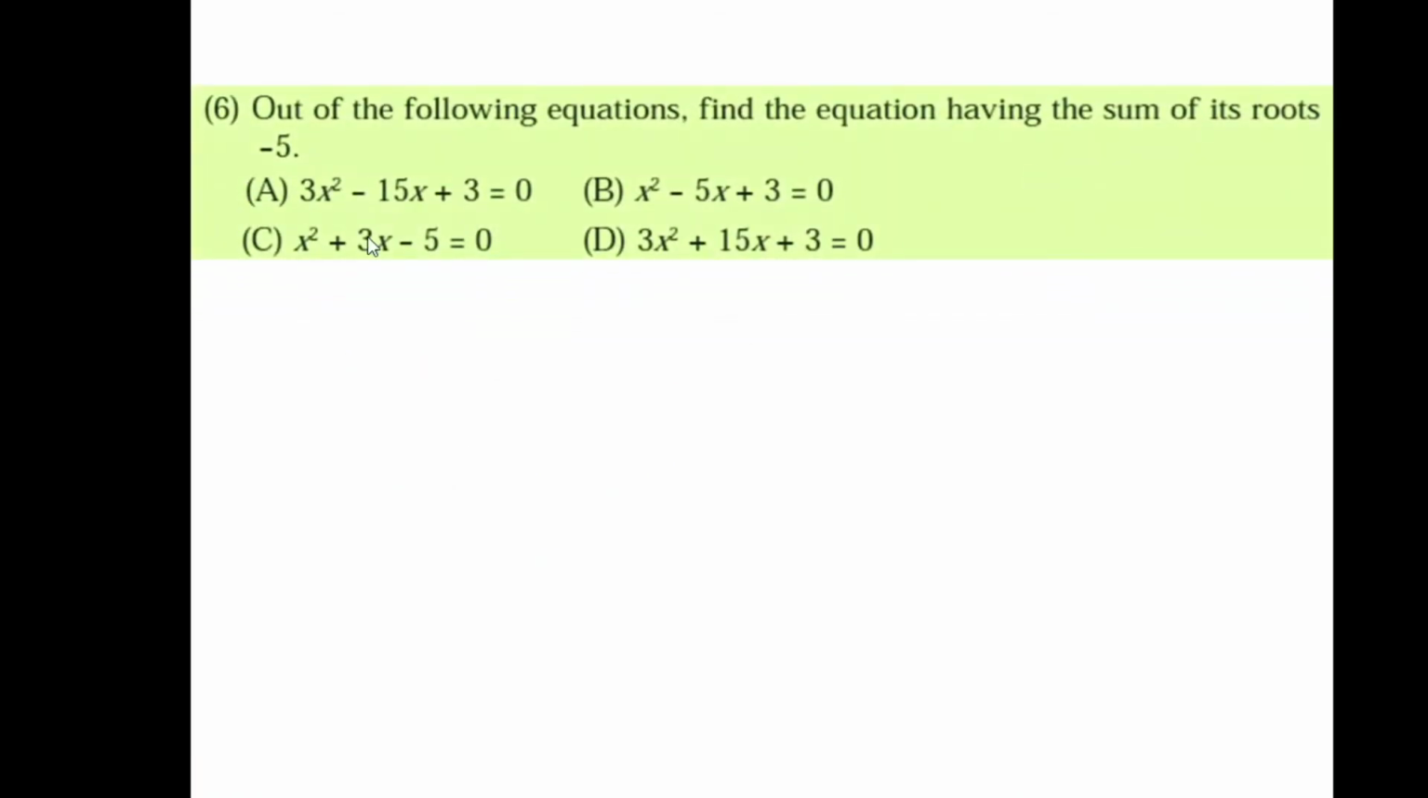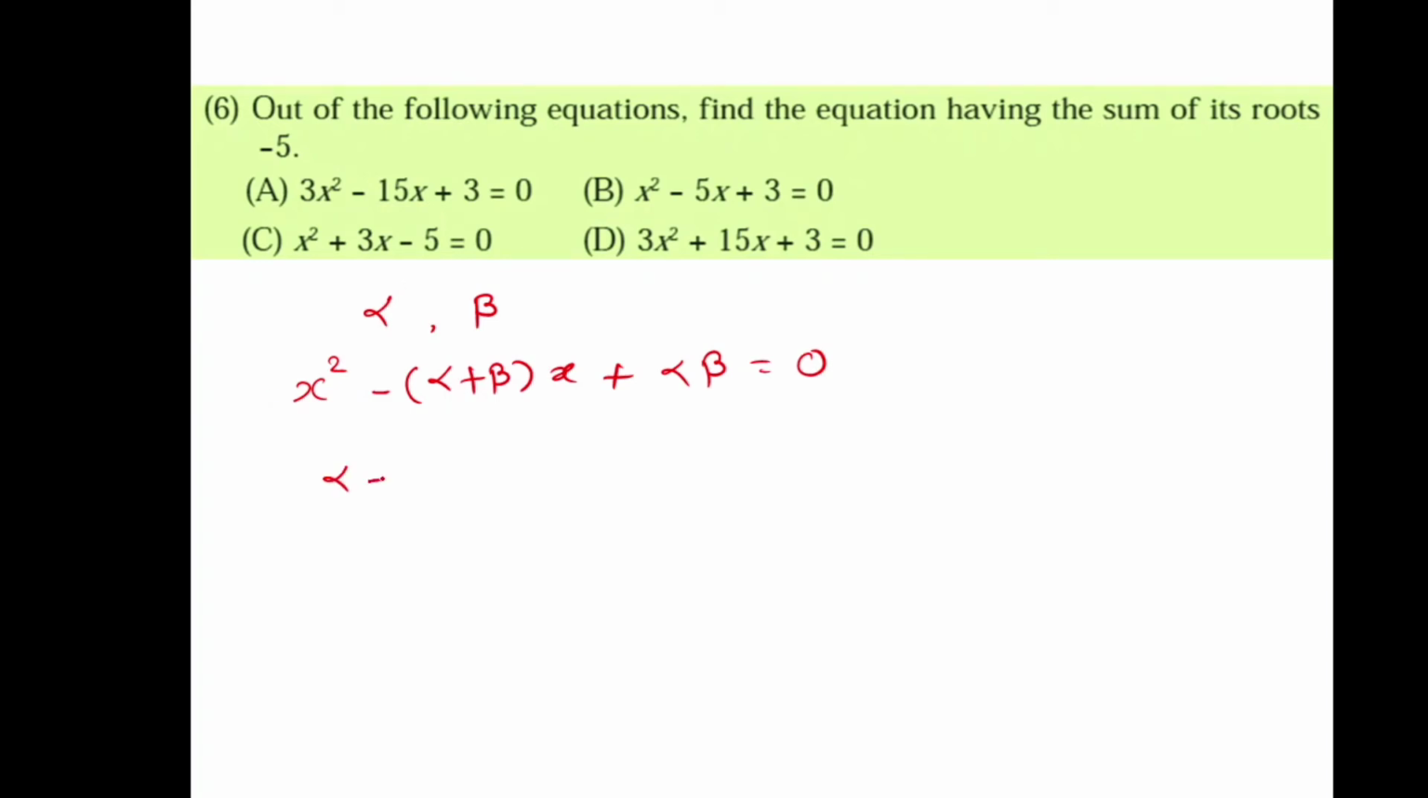Next question is there. Out of the following equations, find the equation having the sum of roots minus 5. Now suppose for that one, alpha and beta are the two roots given, then the quadratic equation we can get from these is x square minus (alpha plus beta) into x plus alpha beta is equal to 0. So this is the quadratic equation we can get if the roots are given.